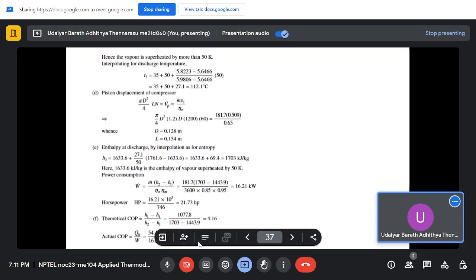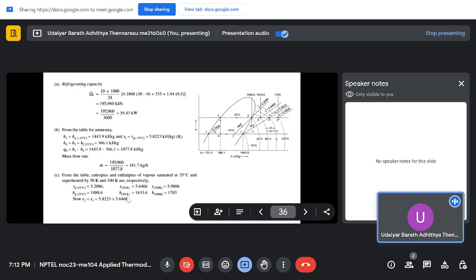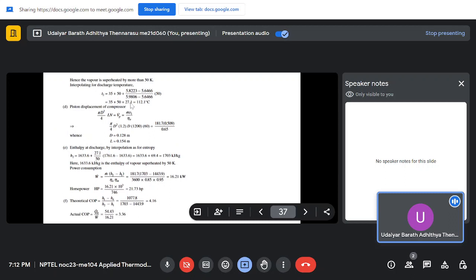Now next question is to find out the COP. So COP is nothing but h1 minus h4 divided by h2 minus h1, or specific cooling capacity divided by specific work done, which will come out to be 4.16. Now the actual COP, this is ideal COP, sorry, theoretical COP. The actual COP is Q naught divided by W. We have calculated W, and Q naught is 54.43 kilowatt, which we have calculated. So it will come out to be 3.36.